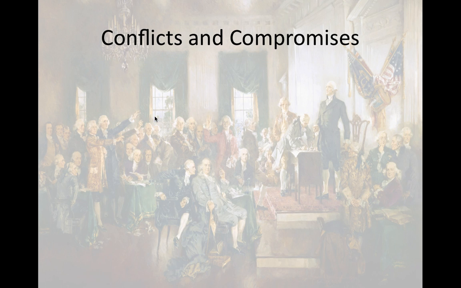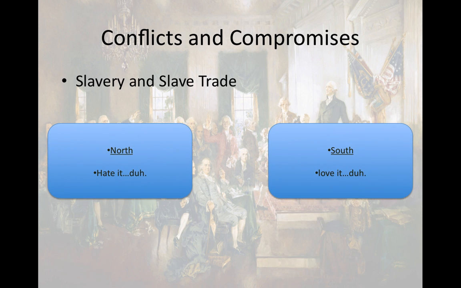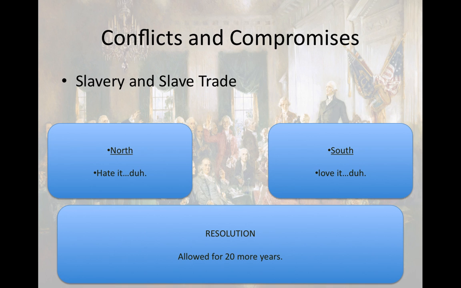Okay. The next conflict that came up was the slave trade, and this one's not that hard. The North hated the slave trade, the South loved the slave trade, and so what they did was they came to an agreement to allow it for 20 more years until 1808. The slave trade would be allowed in North America.